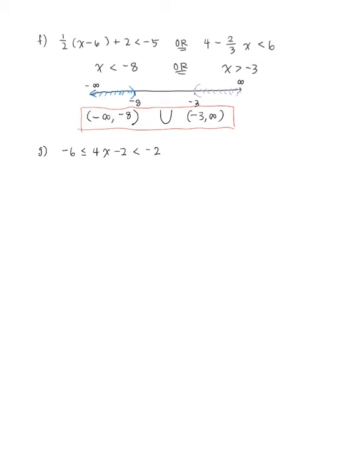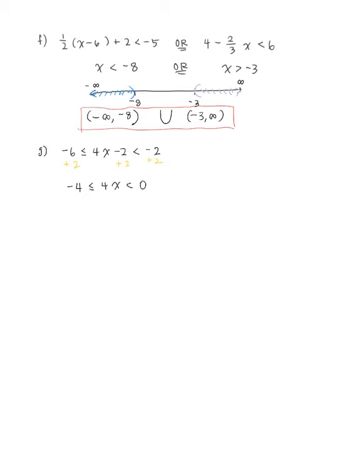So step number 1, what you need to do is solve for x. What would be your first move? Well, add 2. Now if you're going to add 2 to the middle, you better be fair and add 2 to the left hand side and also the right hand side. So then here, what do we get? Negative 4 less than or equal to 4x, and then less than 0.